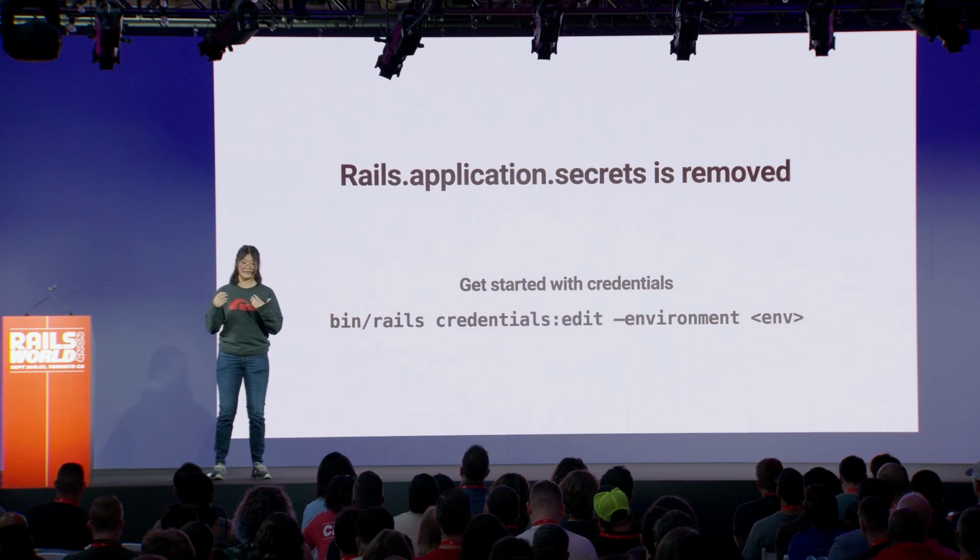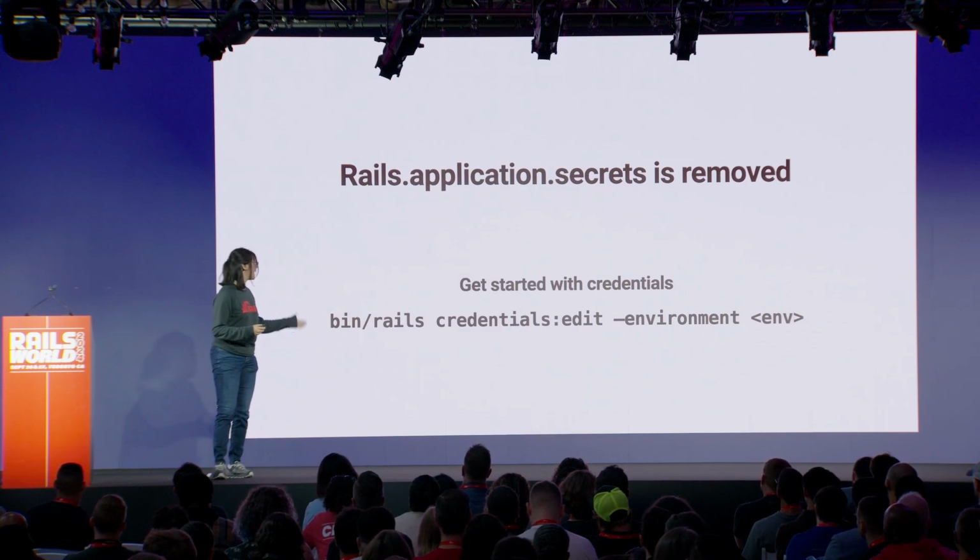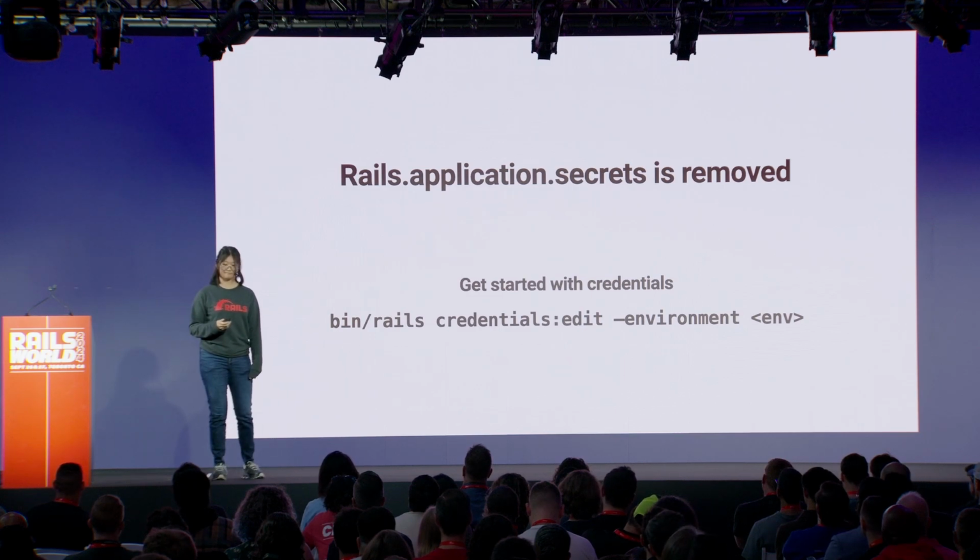But in 5.2, DHH introduced a completely different name for secrets called credentials. It allows better secrets management by allowing different credentials files per environment. And Rails secrets have been deprecated since, and features are slowly being removed. In 7.2, read_encrypted_secrets configuration has been deprecated, and calling Rails.application.secrets has been removed completely. So this is the time to migrate to credentials by running the credentials edit command to get started.